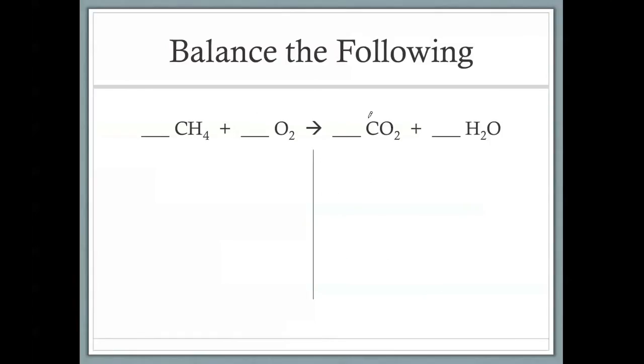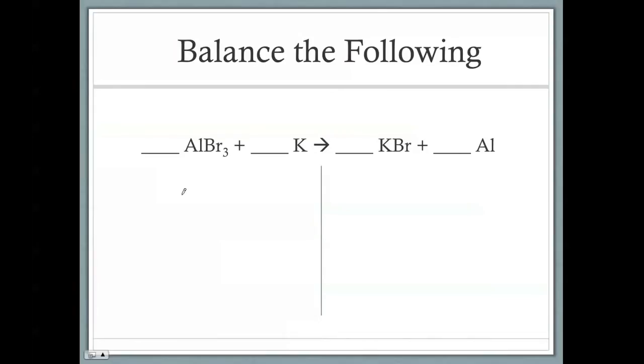All right, for this next one again, go ahead, write down Al, Br, K, and then write down the same order on the other side, Al, Br, and K for potassium. Go ahead and count them. We only have 1 Al, we have 3 bromine, and 1 potassium. On the other side, we just have 1 of each.